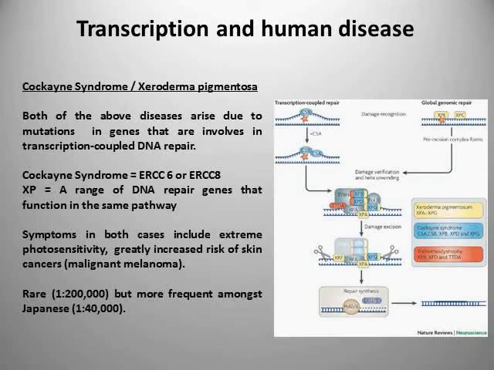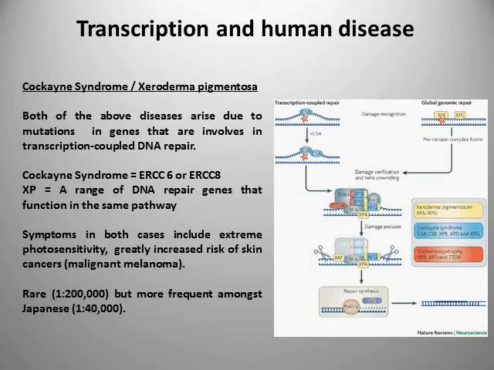Another interesting example is Cockayne syndrome, and that also comes under the umbrella of this disorder called xeroderma pigmentosa. One of the things which transcription does, in addition to making mRNA, is it's an important part of the DNA repair mechanism. So both of these diseases actually arise due to errors in these DNA repair proteins. For Cockayne syndrome, it's specifically ERCC6 or ERCC8. Mutations in these genes lead to Cockayne syndrome. Xeroderma pigmentosa is a little more complex, and it's an example of genetic heterogeneity, that one disease can actually be caused by mutations in several different genes.